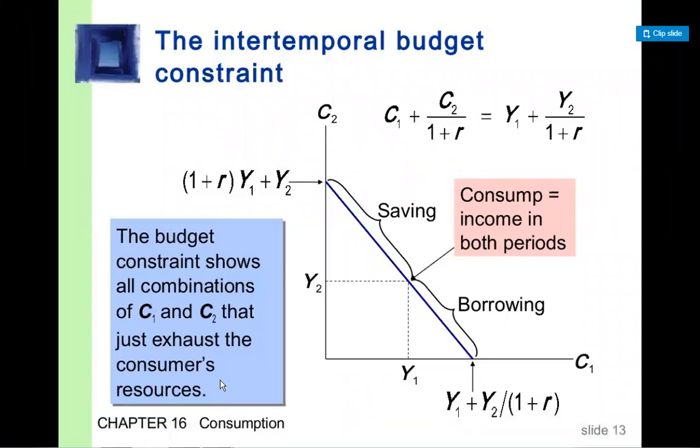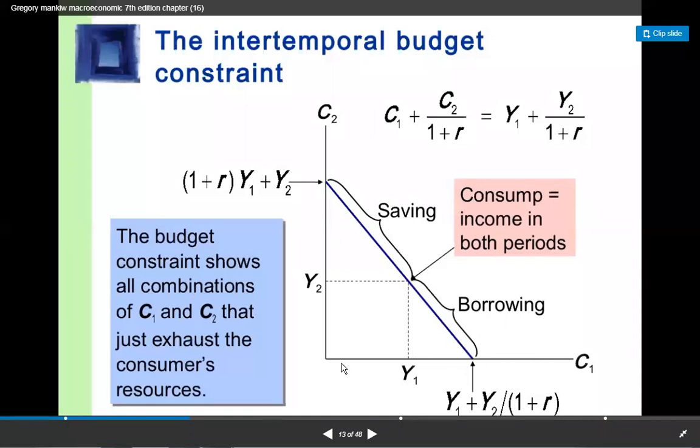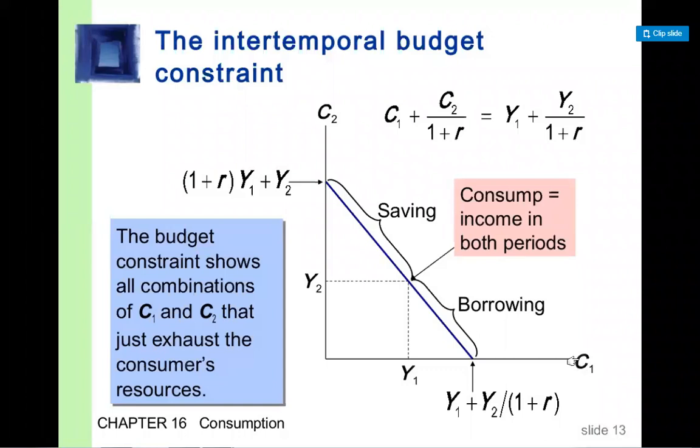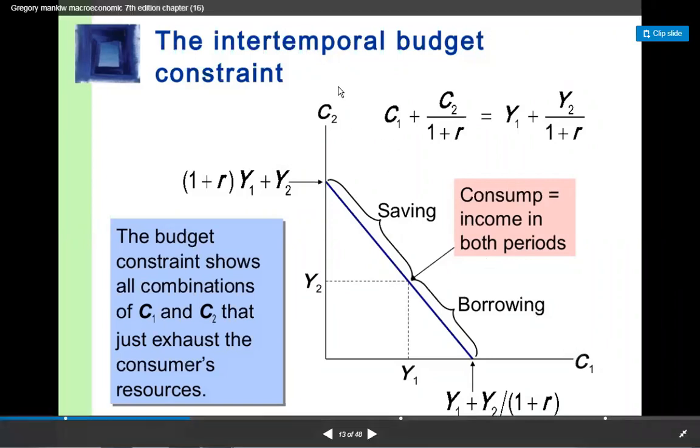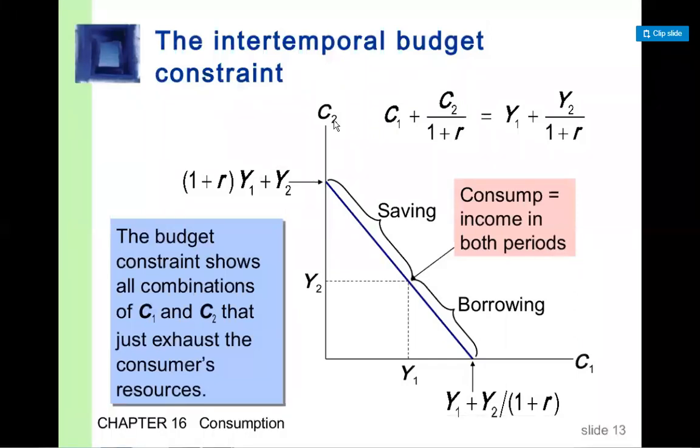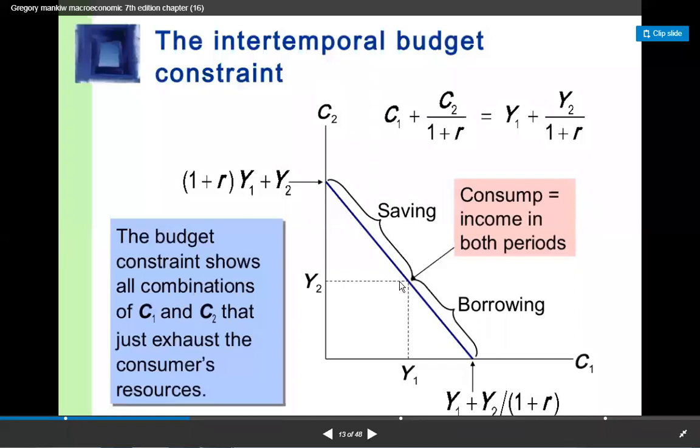In our budget constraint diagram, on the horizontal axis you find current consumption C1. C1 means current consumption. C2, that is future consumption, is on the vertical axis. And this dark blue line is showing the combinations of C1 and C2. This is the budget constraint. This blue line shows the combinations of C1 and C2.